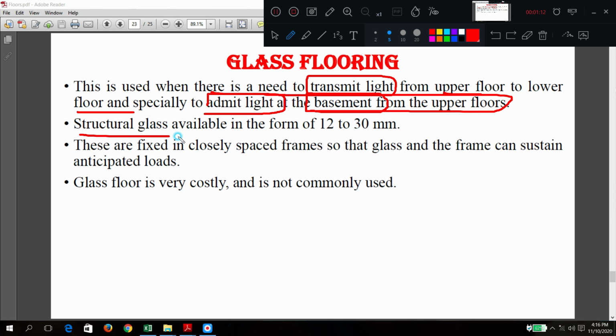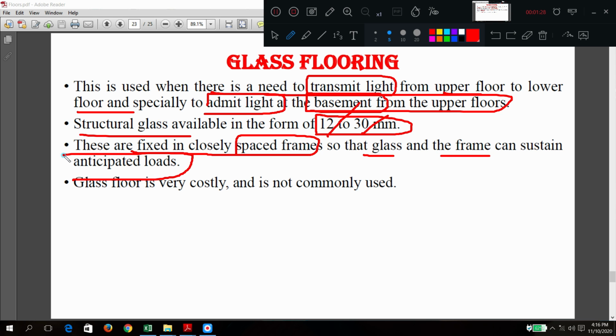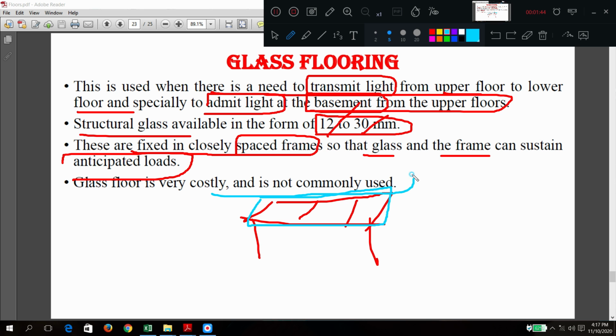This structural glass is available in thicknesses of 12 mm to 30 mm. So how are they fixed? They are fixed in closely spaced frames so that glass and frame can sustain the anticipated loads. There will be a framework like this, and on top of it they are going to fix the glass. These are called frames. Glass floor is costly and not generally commonly used. Only rich people like Vijay Mallya are going to use that.